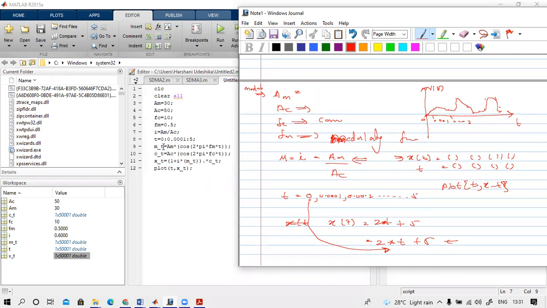So you can see that this is m(t), the modulating signal. m(t) is Am cos 2πfm t. And here is the carrier signal c(t), Ac cos 2πfc t. In MATLAB, you can write π as pi like this, and then it automatically gives 2πfc t.